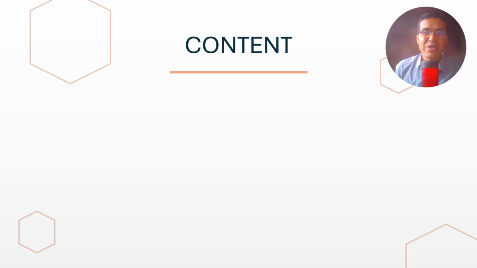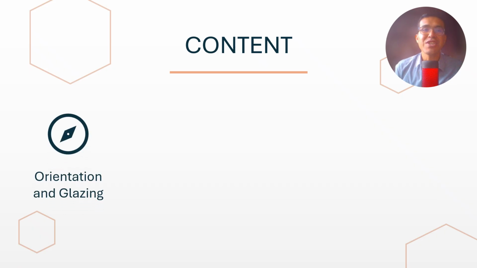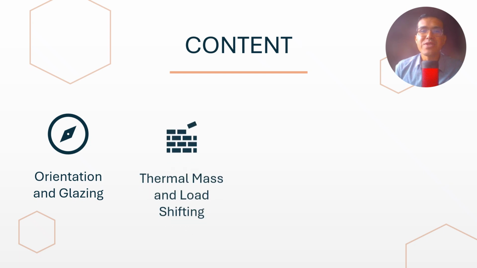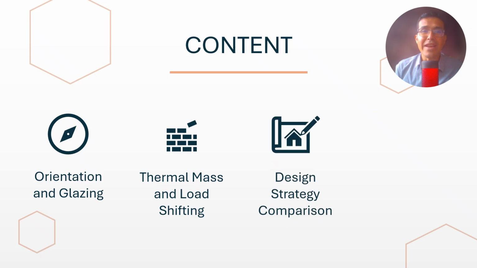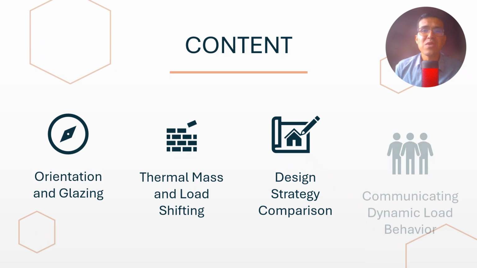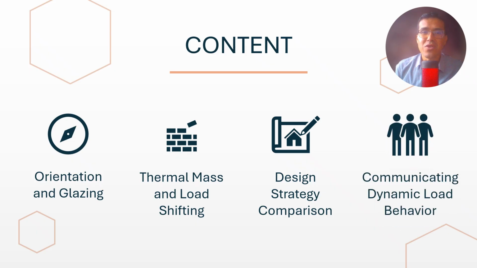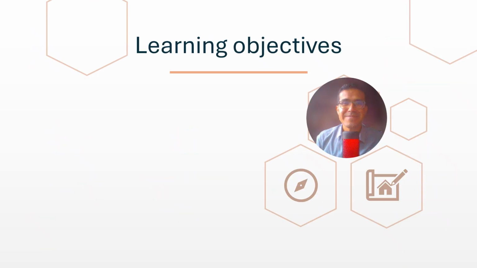Here's what we'll explore in this video. First, we'll see how building orientation changes solar gains. Then we'll talk about thermal mass and how it affects load timing. We'll look at some design comparisons to reinforce the concepts. And finally, we'll practice explaining this behavior to others, a key skill for collaboration.